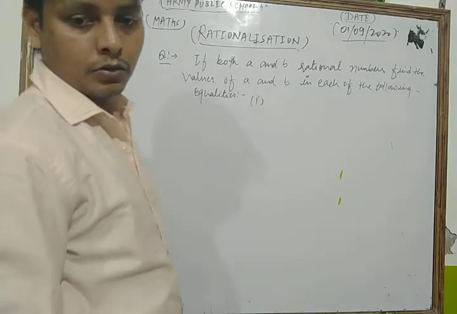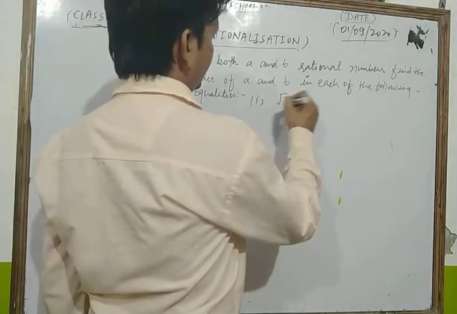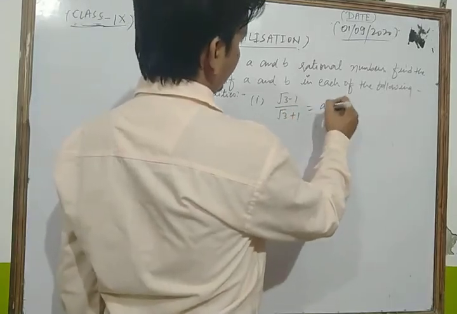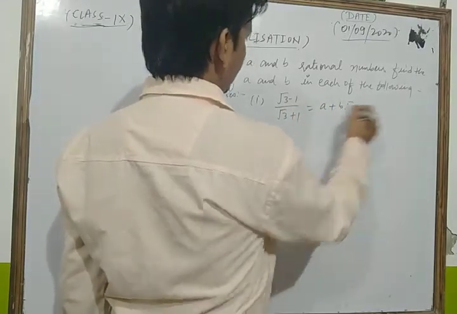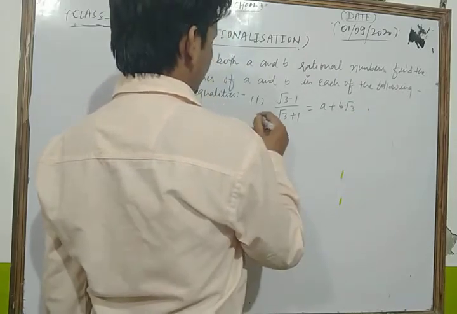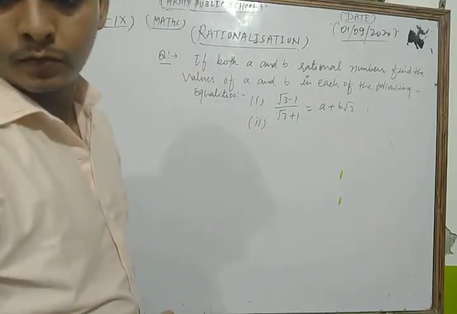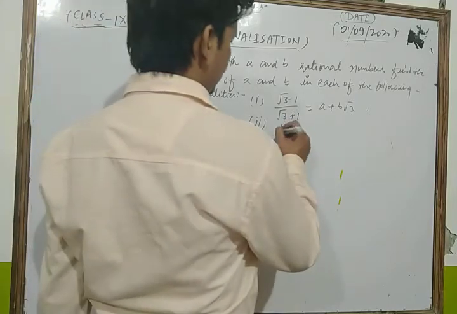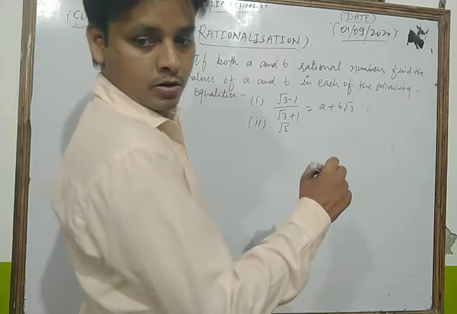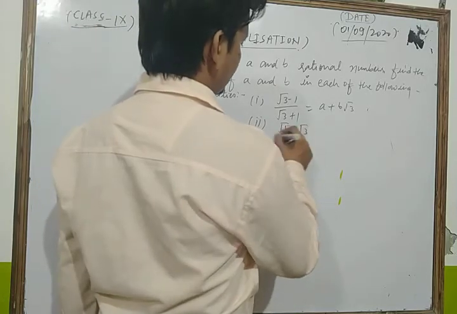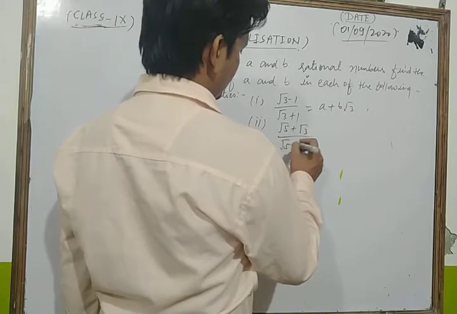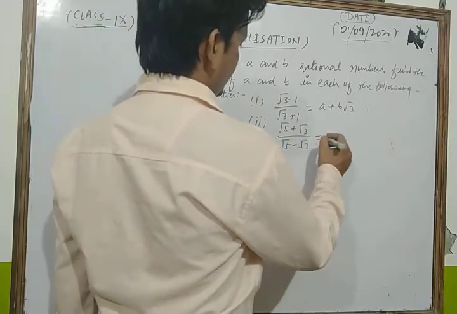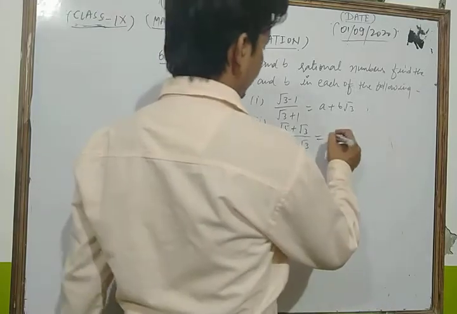First part of this question is root 3 minus 1 upon root 3 plus 1 is equal to a plus b root 3, and the second part of this question is root 5 plus root 3 upon root 5 minus root 3 is equal to a plus b root 15.